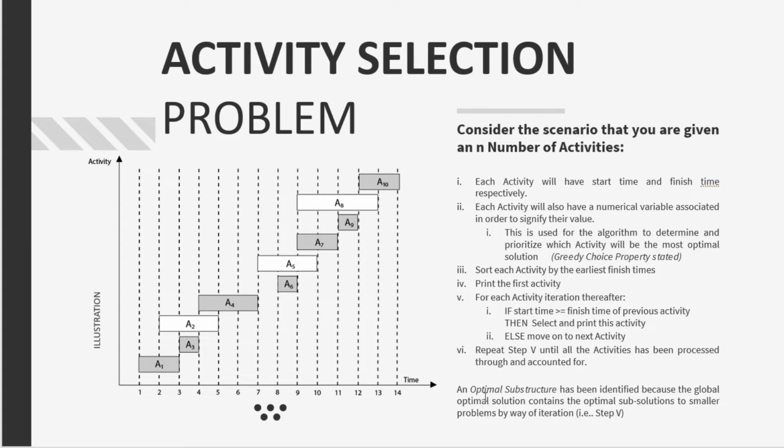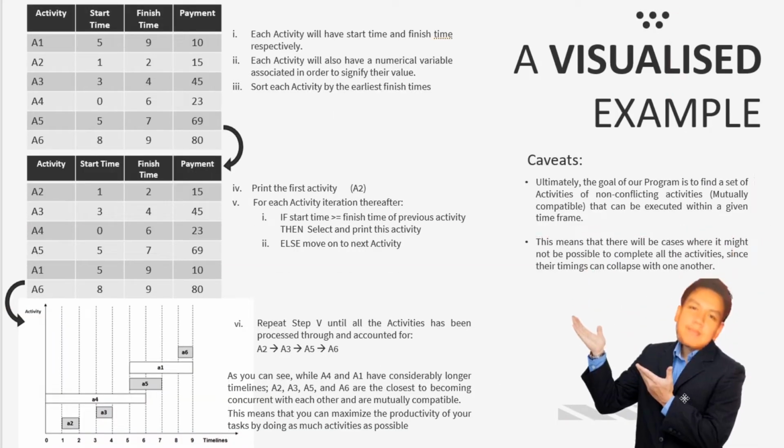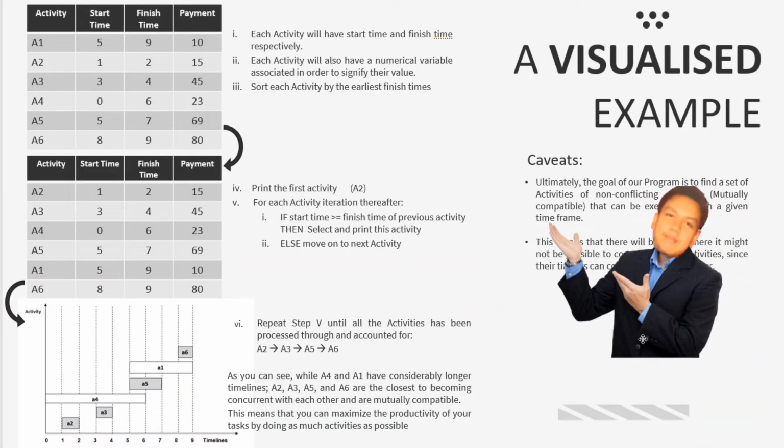As you can see, this demonstrates an optimal substructure because it identifies the global optimal solution and it contains the optimal sub-solutions to smaller problems by way of iteration, which is what step 5 does. If you were to visualize this in a graph where activity is plotted against time, you can see each activity progressing as time progresses. And you could also see that some of the activities will overlap with one another. For example, activity 2 overlaps with activity 3. Let's demonstrate the activity selection problem with a visualized example.